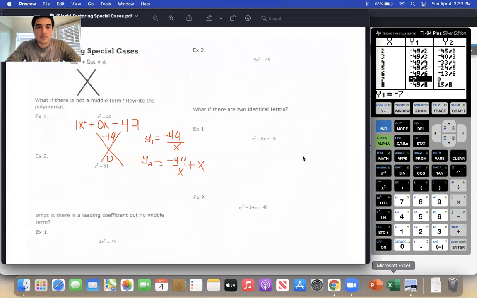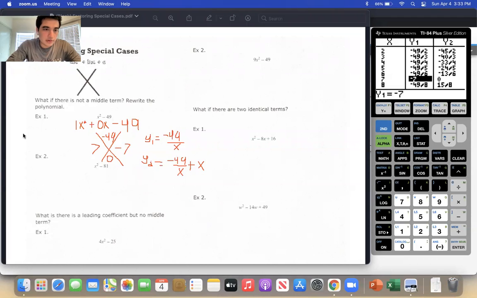So I go back to my paper. I'm going to put 7 and negative 7. That means my two factors, I'm going to write them over here, are x plus 7 and x minus 7. That's it. Pretty easy. So that's what you do if there's not a middle term.